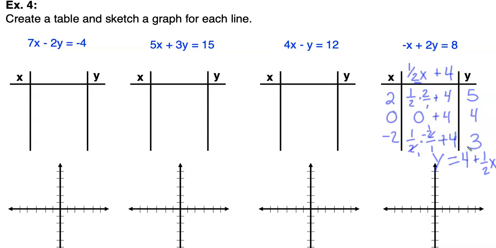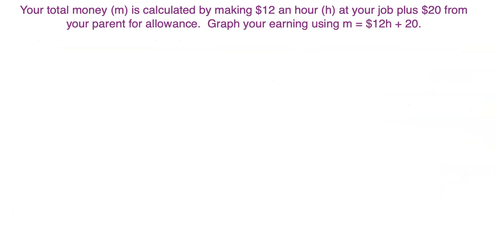So I'm going to graph those. I have 2, 5, which would be here, 0, 4 would be here, and then negative 2, 3 would be about right here. So then my graph will look just like that. Okay, we're going to go ahead and stop there. Hopefully this makes a lot more sense.